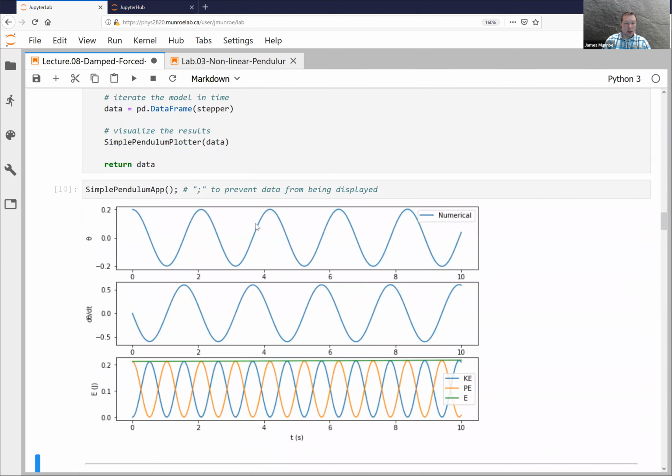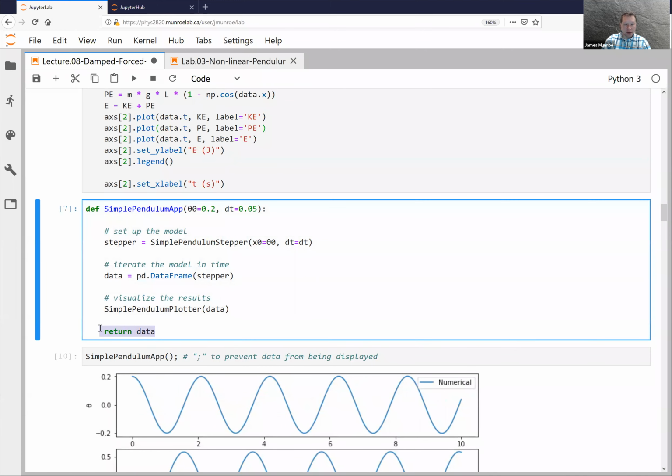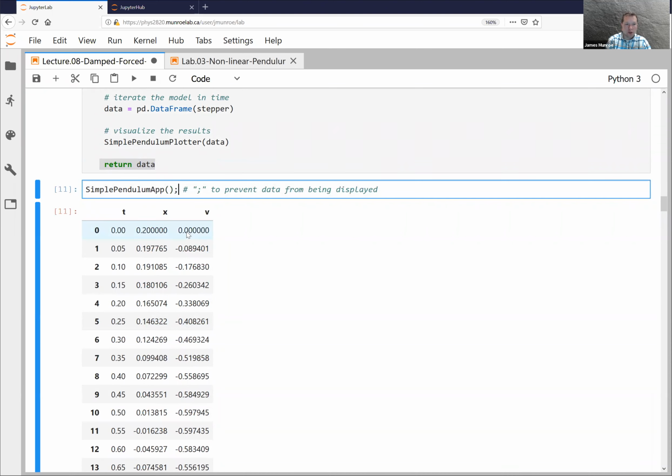There we go. Now, one of the things about this code is you'll notice that at the end of the code, I return the data. I'm going to return the data because I may want to actually look at the numerical values all the way through here. If I get rid of that semicolon, then it will spit those out when I run the program. If I want to hide that, a nice trick in Jupyter is to put a semicolon at the end of a line, which will prevent Jupyter from displaying the last result inside of a cell.